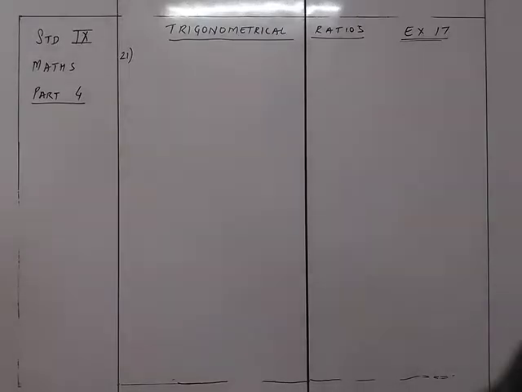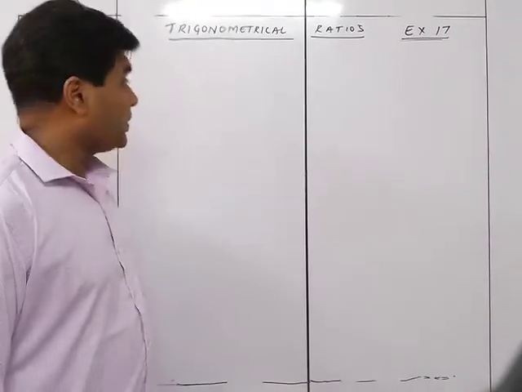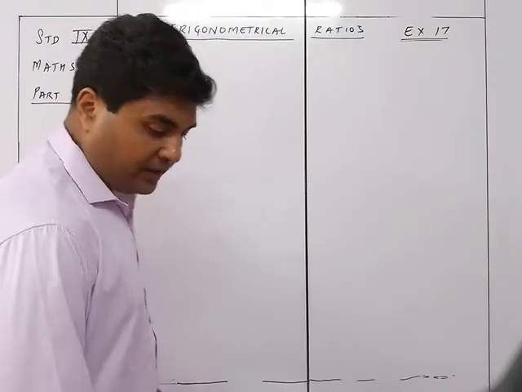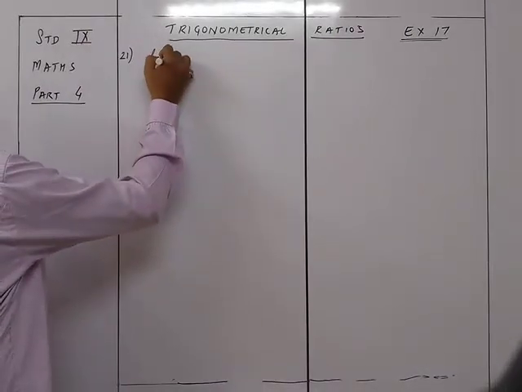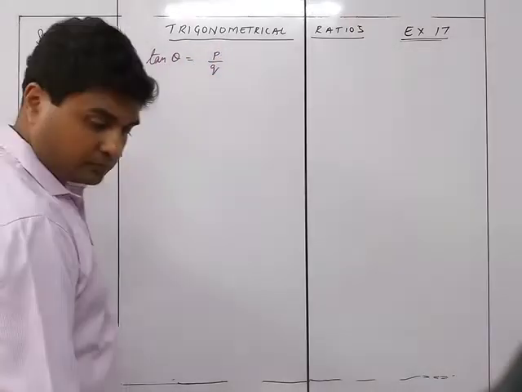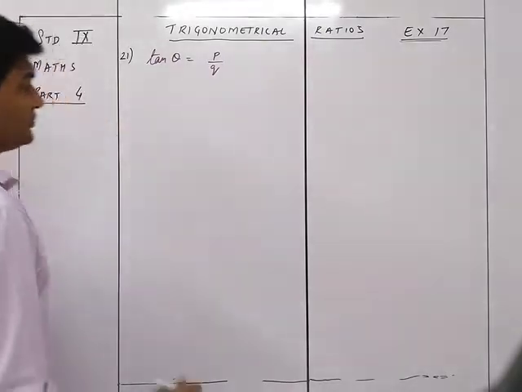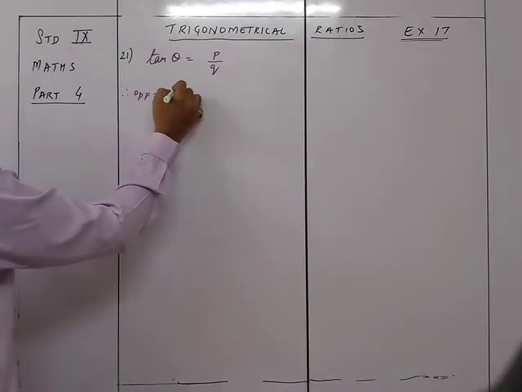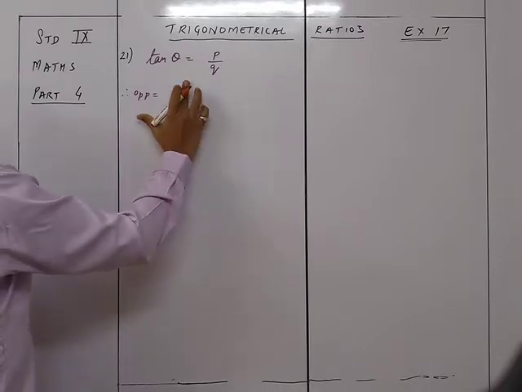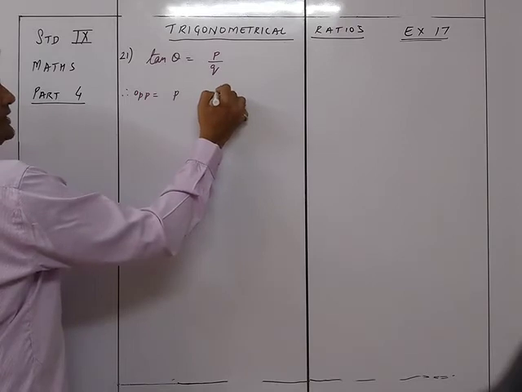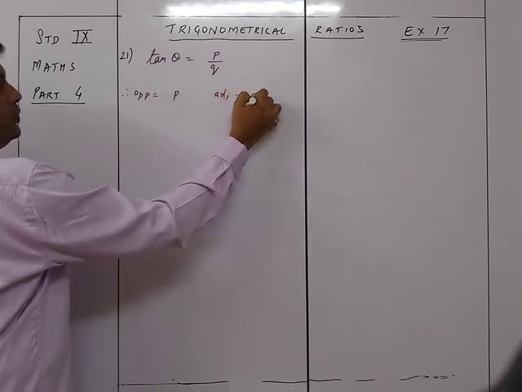So we continue with exercise 17 of trigonometry and we are on sum number 21. Given that tan theta is equal to P upon Q, you need to find out the value of certain things. So first of all, opposite is equal to P, not Px, because P is already a variable, and adjacent is equal to Q.